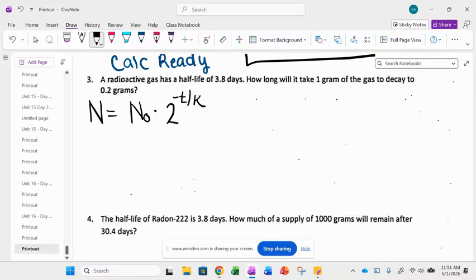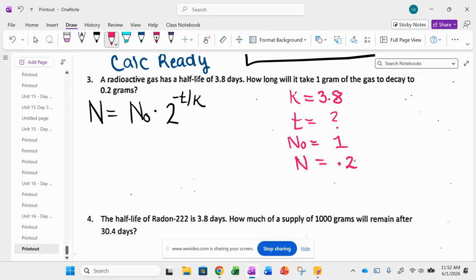So now let's plug in. A radioactive gas has a half-life of 3.8 days. Which variable is now 3.8? K is 3.8. How long will it take? What are we solving for when it says how long will it take? T. We don't know what T is. T is question mark. 1 gram of the gas to decay. So 1 gram is our initial amount. N sub 0 is 1. To decay to 0.2 grams. What's the 0.2 grams?